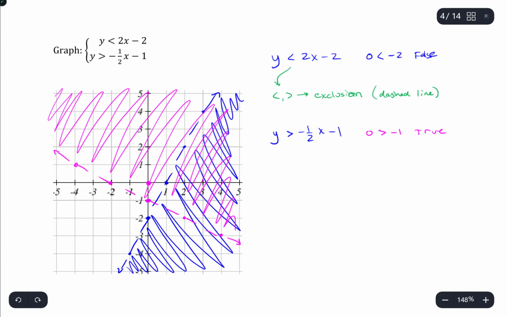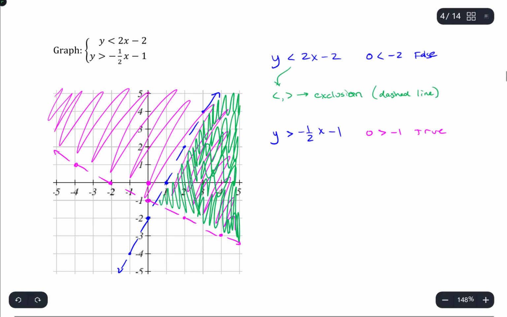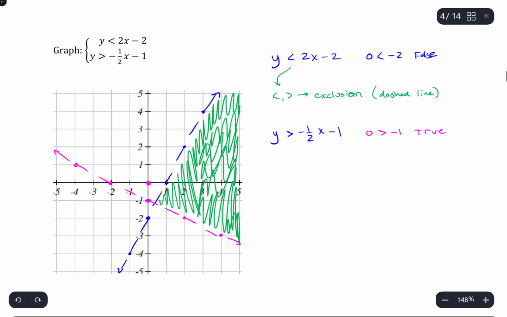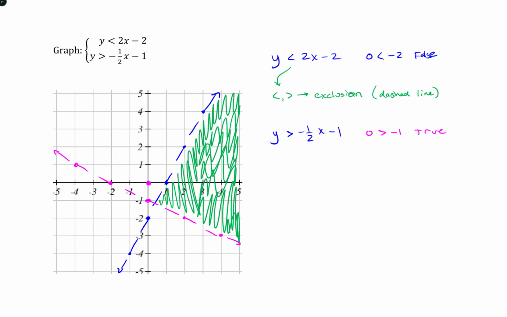So what that means is the solution region is all the points in between those two regions. All right, I'll do my best to shade that in, but here what I'm going to do now is just erase the other two regions so that way it looks a little bit nicer. But there's the solution region.